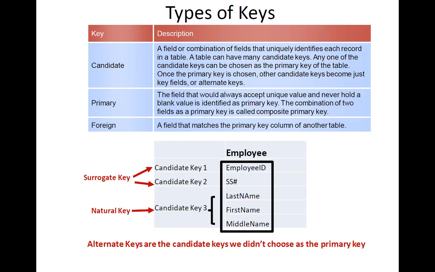For a candidate key, we can have just one attribute. If we have just one attribute for a candidate key, we say it's a simple key. If we have a combination of attributes which we use as a key, we say it's a composite key.